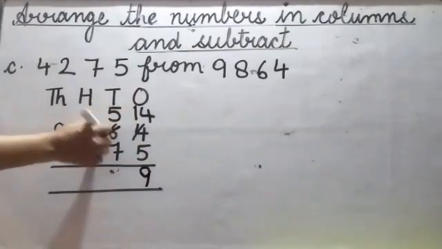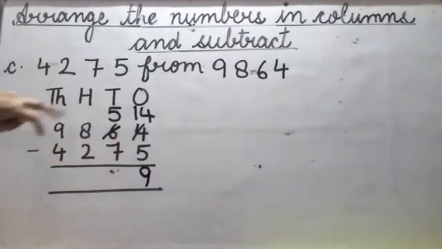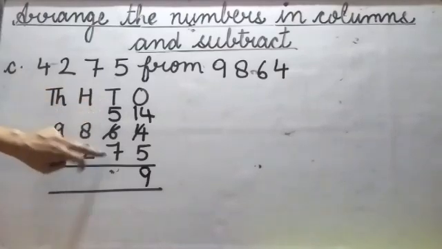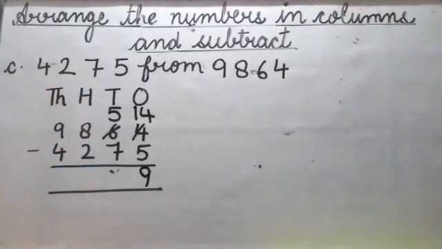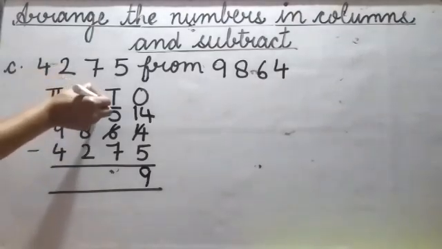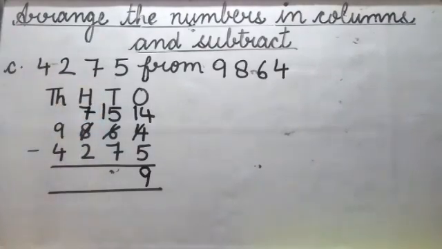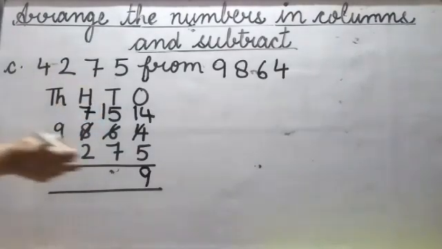Next is 5 minus 7. 5 is smaller than 7. So what will we do? We will borrow 100 from the hundreds column. So 5 will become 15 and 8 will become 7. 15 minus 7 is equal to 8.